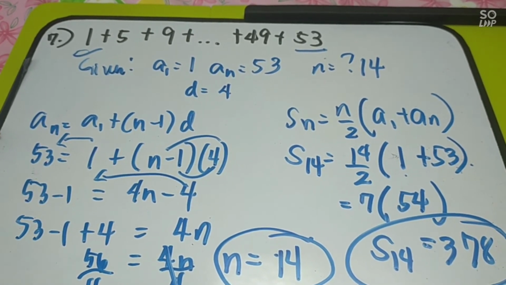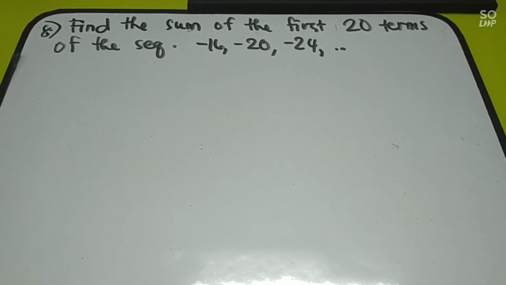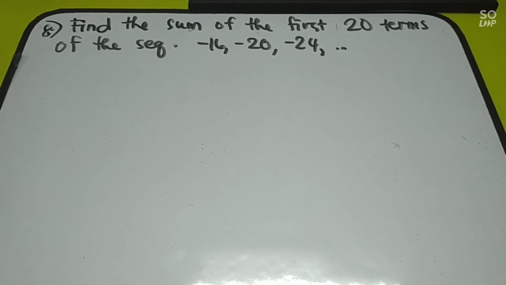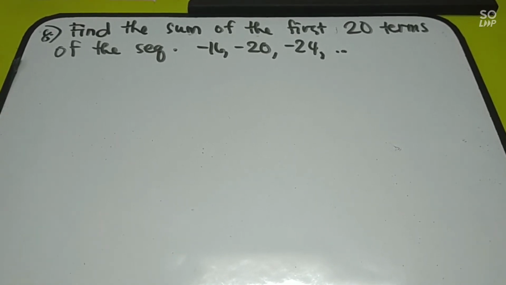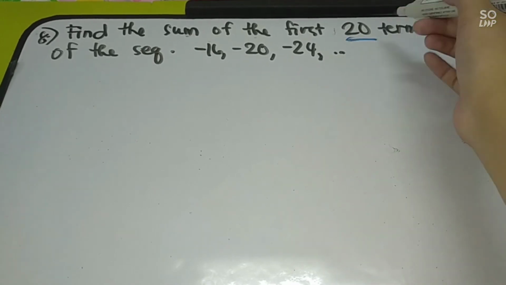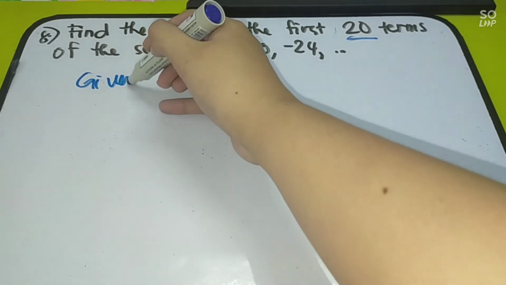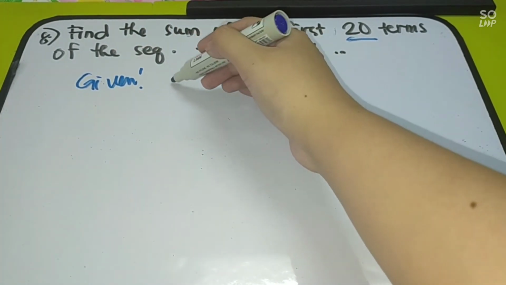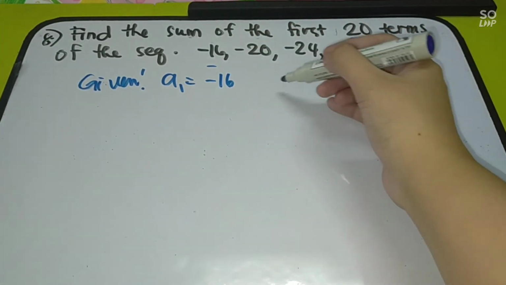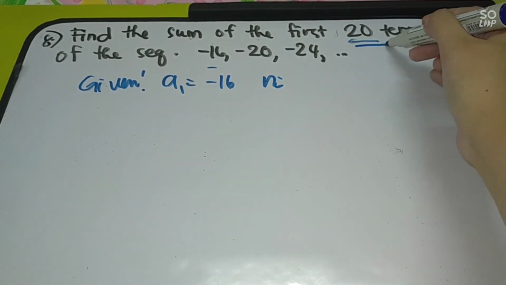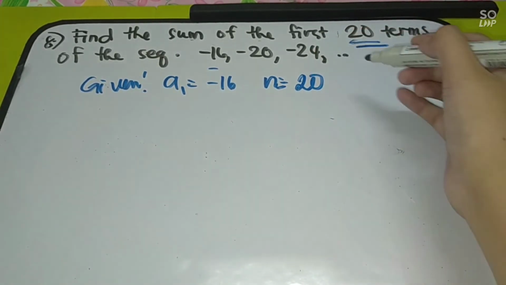Let us have the last example. Number 8. Find the sum of the first 20 terms of the sequence negative 16, negative 20, and then negative 24. So, let us have. So, the first 20 terms. Wala tayo last term. So, dito, pwede natin gamitin yung situation B natin. So, your first term here, we have here negative 16. Then, the number of terms, 20 terms. Sum of the first 20 terms. So, we have here 20.